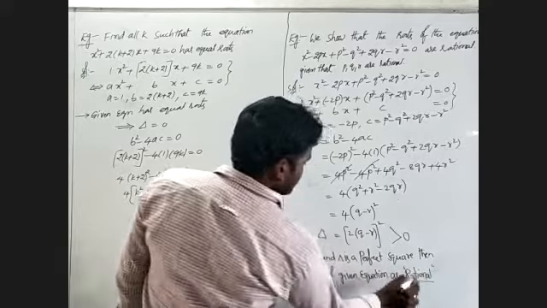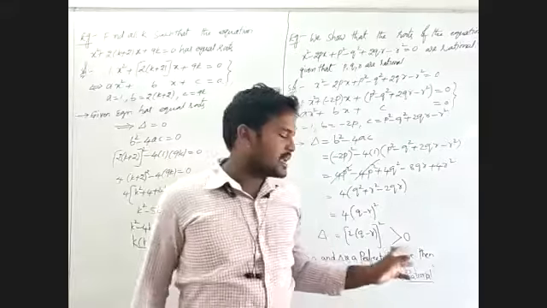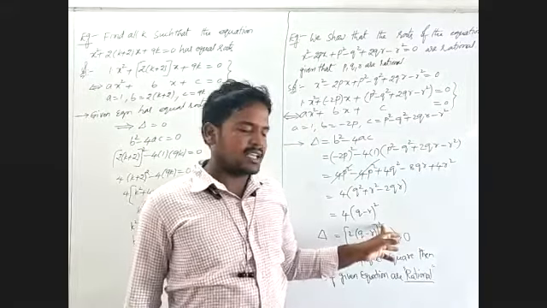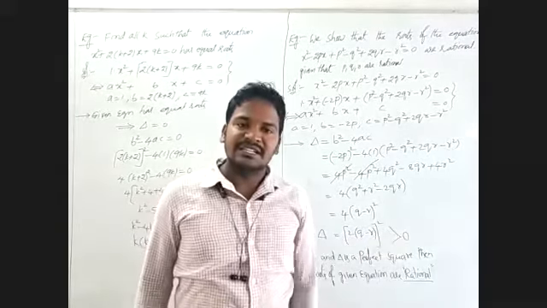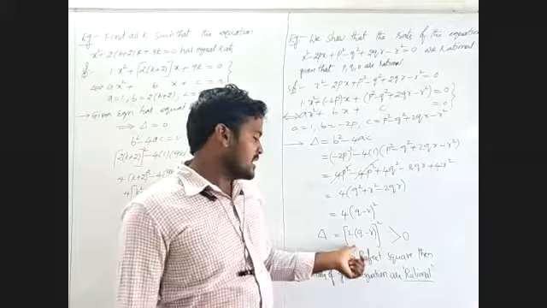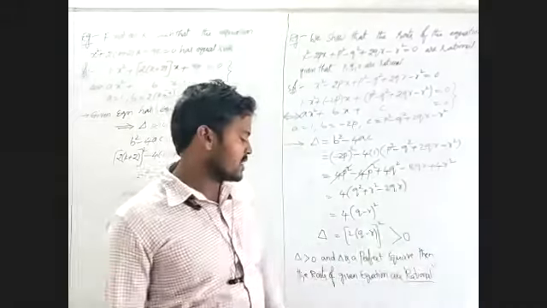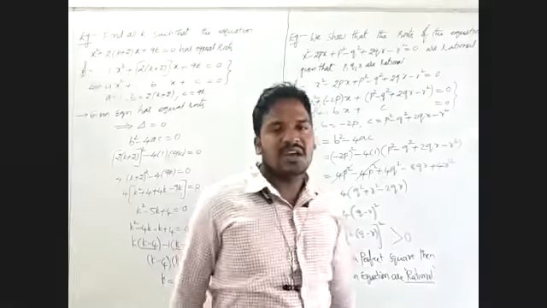You should observe here that if only delta is greater than 0 and it is not a perfect square, then the roots are real and distinct, or real and unequal, or real and not equal. Okay, here given delta is greater than 0 and also it is a perfect square, the roots of given equation are rational.